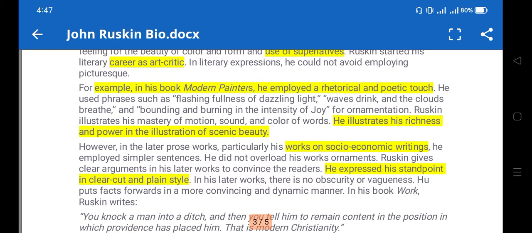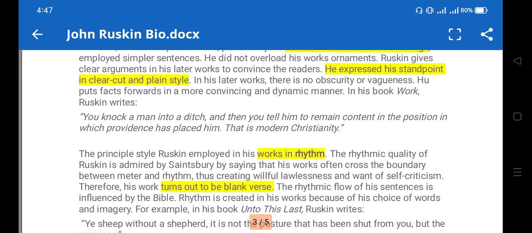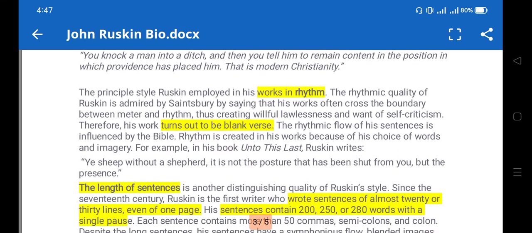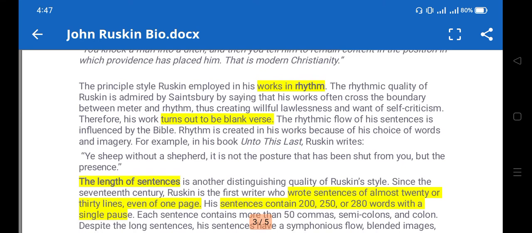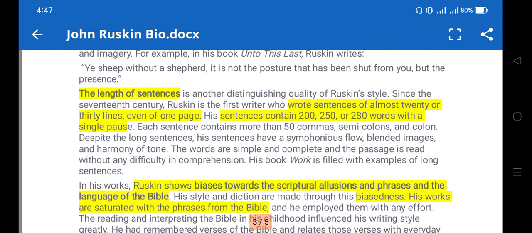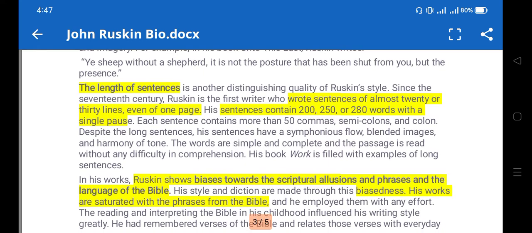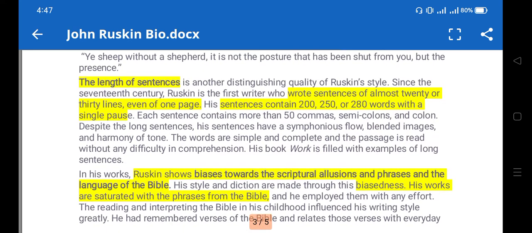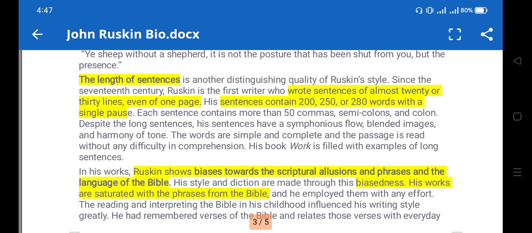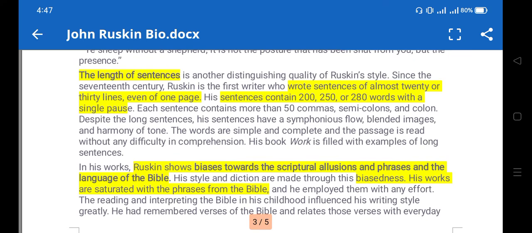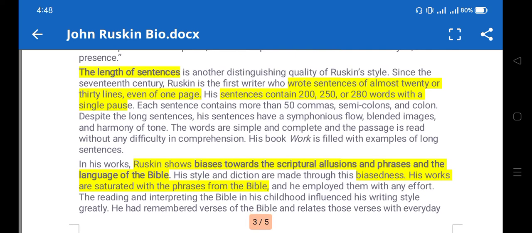His essay work is a socio-economic writing, a socio-economic commentary you can say. He expresses his standpoint in a clear-cut and plain style. Rhythm is found in his writing, and he writes in blank verse. The length of sentences is also a distinguishing quality of Ruskin. He wrote sentences of almost 20 or 30 lines, even of one page, and his sentences contain 200 or more words with a single pause.